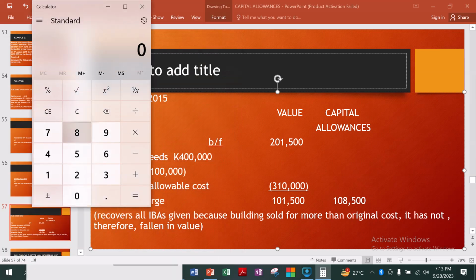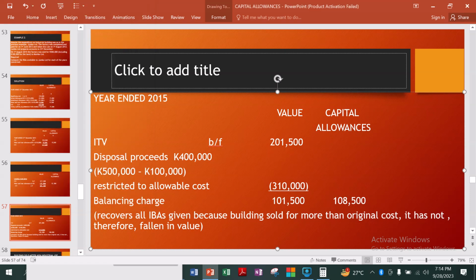Okay, we have 310, 1, 2, 3, minus 201, 500. We're going to get 108, 500. That's correct. So 108, 500. Okay, so that was the correct figure, 108, 500.